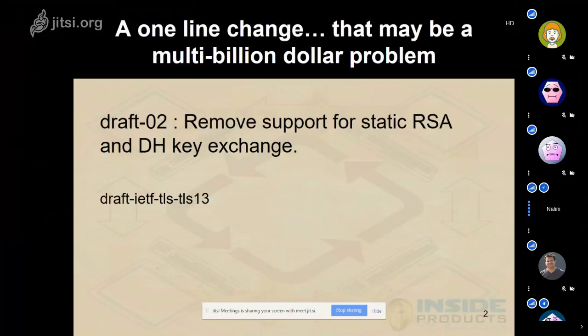What they did is to remove support for static RSA and Diffie-Hellman key exchange. The key word here is static. So let me talk about what that whole thing means to enterprises and why it's such a large problem. I will also give you an introduction and the formulas for RSA and Diffie-Hellman, because one of the things I've found is that if you really understand how these work, then you can function much better at the IETF.